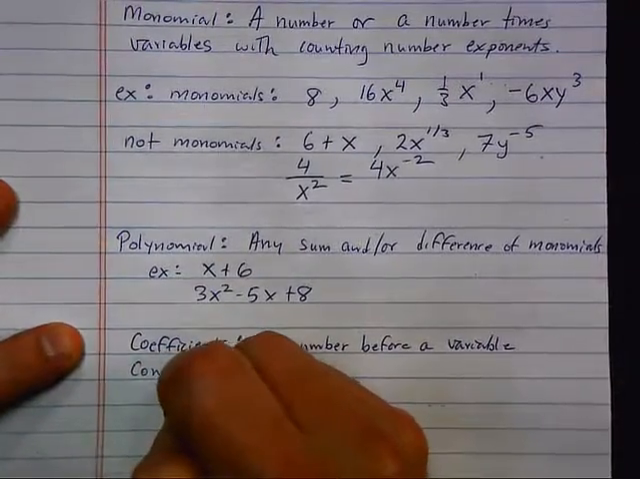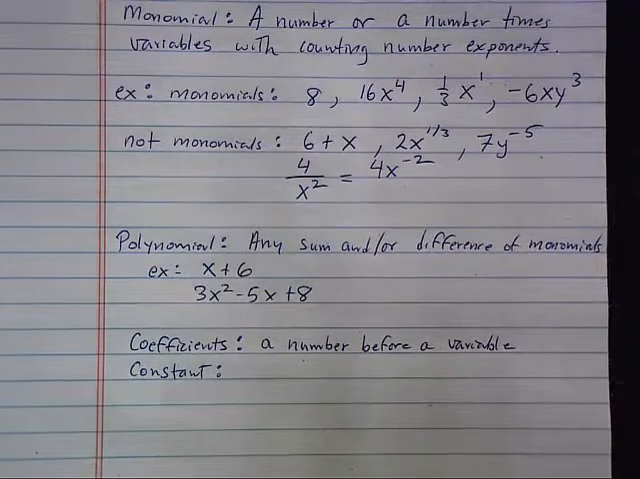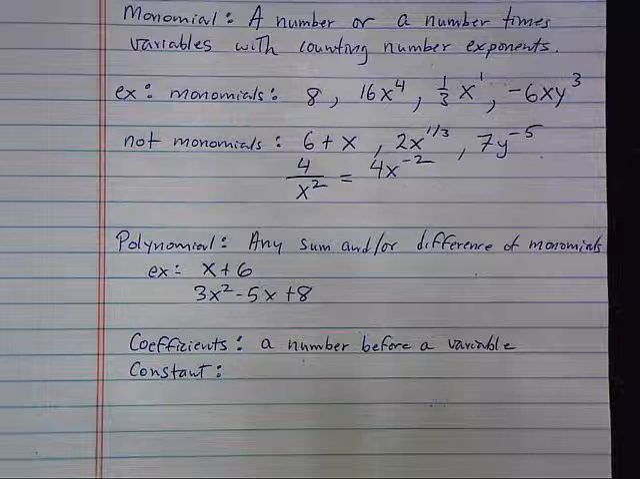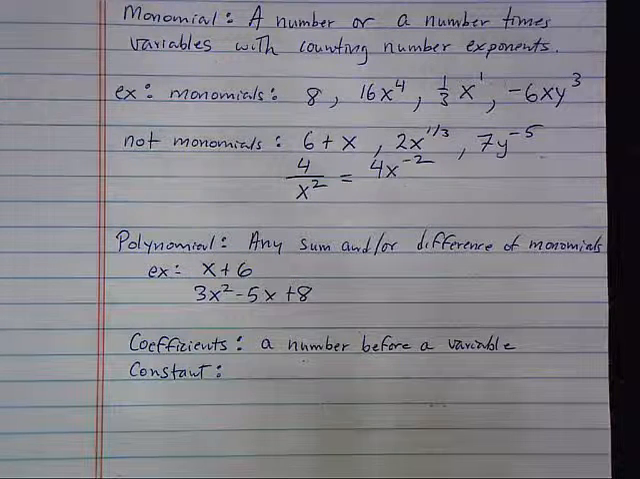Conversely, we have something called the constant. What's the constant? A number that doesn't have a variable.